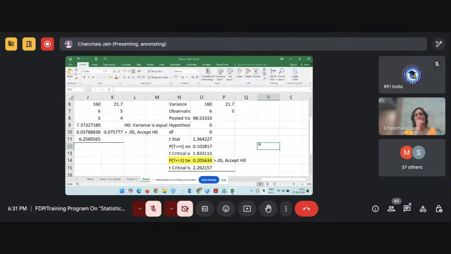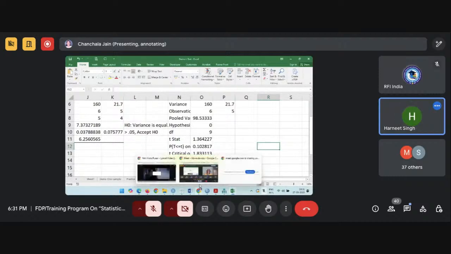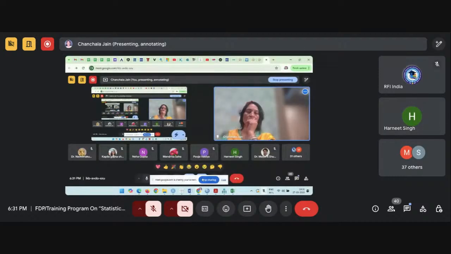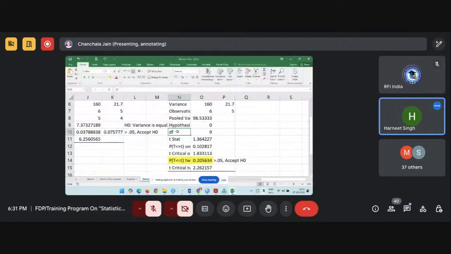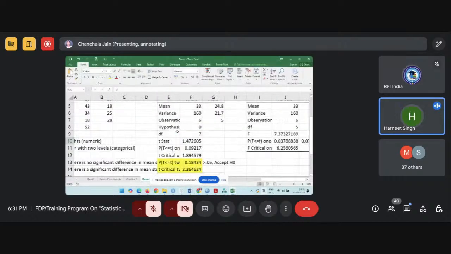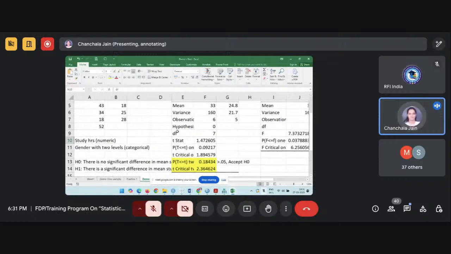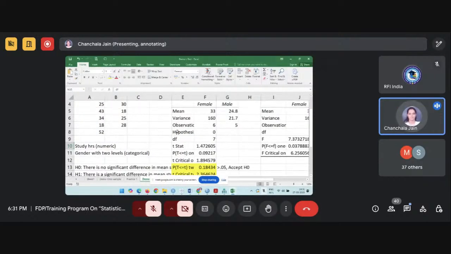Hello, sir. Yes, ma'am. I have a few questions. In the t-test, when we are assuming unequal variance, the degrees of freedom come out to be 7. How is that? I think it is a calculation of the software, sir. Generally, it is n1 minus 1, n2 minus 1.